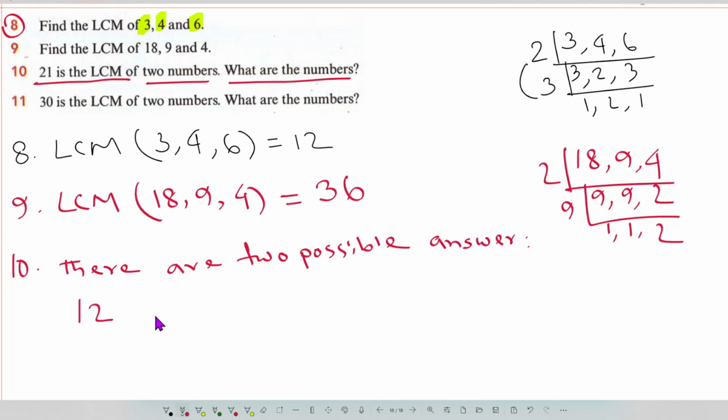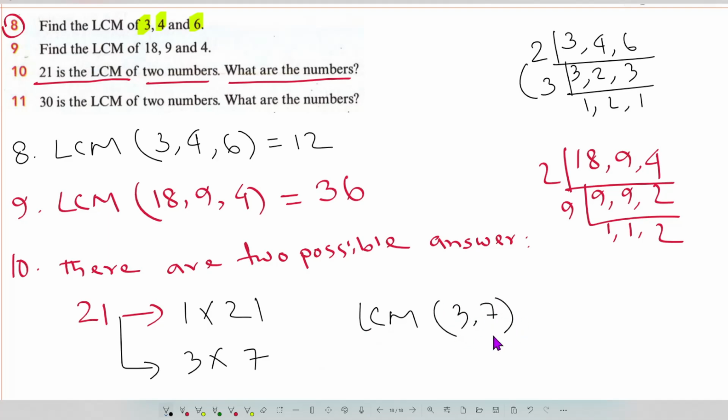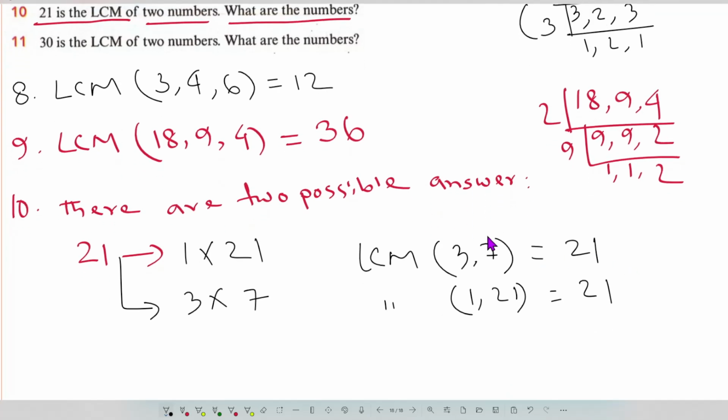Here is 21, right? We can write 1 times 21. Another one is 3 times 7. So 3 and 7 are co-prime numbers, so the LCM of 3 and 7 equals 21. Also the LCM of 1 and 21 is also 21. Okay, so the possible two numbers: one is 3 and 7, another one is 1 and 21.